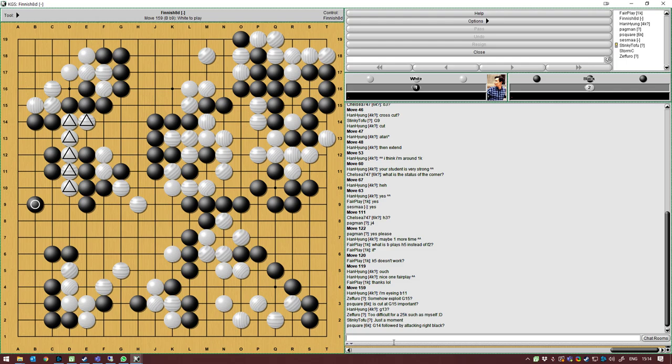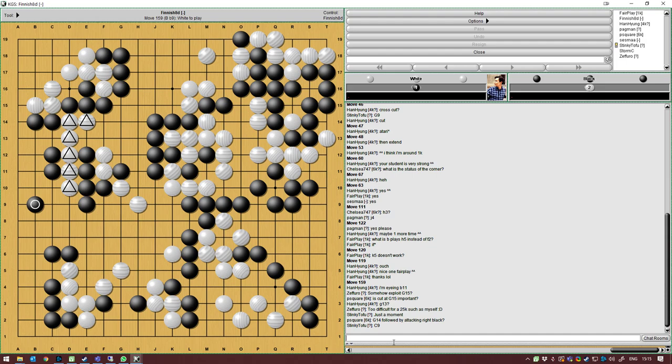That is ambitious, but okay. I hope you notice the black right side group has a lot of liberties. If you look at the white group, not many. So that can be a good dream, but I don't think that can come to reality. C9. Okay, let's do it step by step. Sticky Tofu is thinking ahead. First, let's talk about the G15 cutting point. We're going to use it.